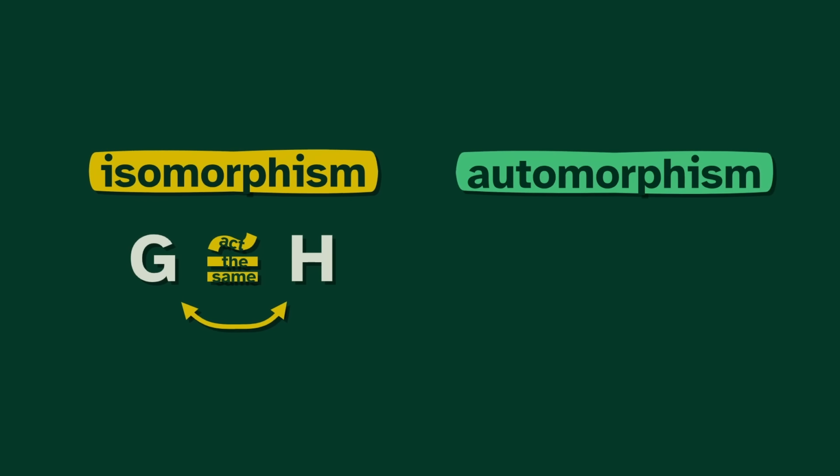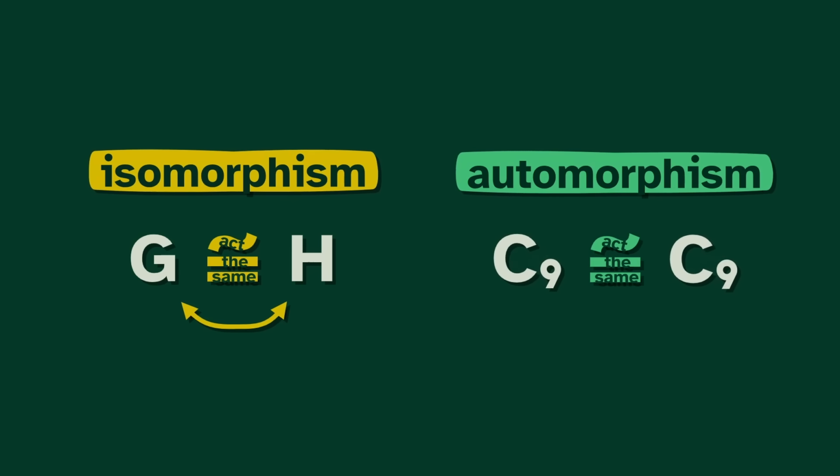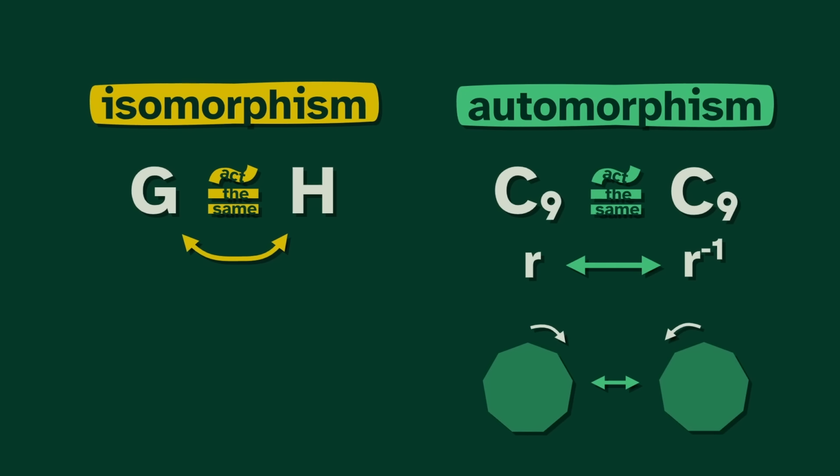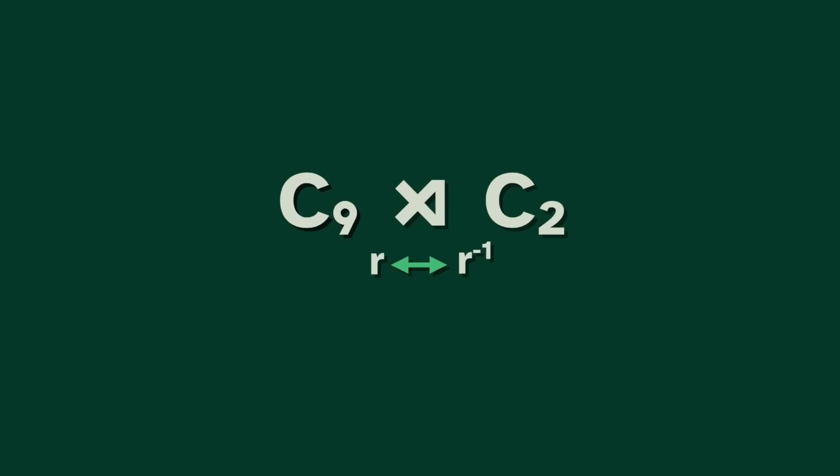An automorphism is an isomorphism from a group to itself. Auto means self. So C9 has an automorphism by inverting the rotation. Both sides act the same. Right. We're basically just switching from clockwise to counterclockwise. Exactly. And this automorphism can be used to make a semi-direct product. It's okay if C2 messes with C9 because it will still act as C9.